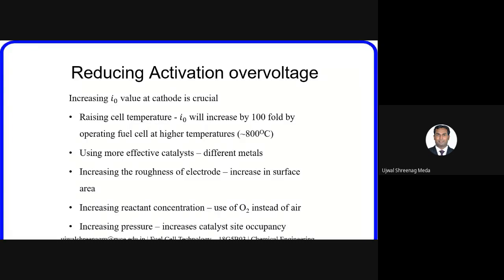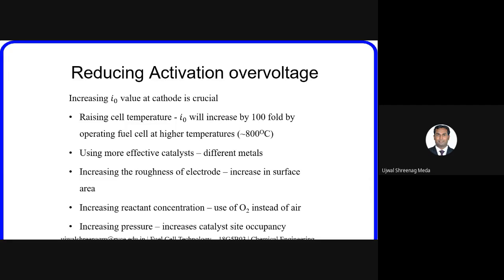Likewise, at the cathode, as an oxidant, ideally oxygen is required. However, air can also be used, which consists of oxygen. Because of that, the percentage of oxygen in air will be less, and that will have an impact. In order to reduce the activation loss, instead of using air, using pure oxygen is an option.